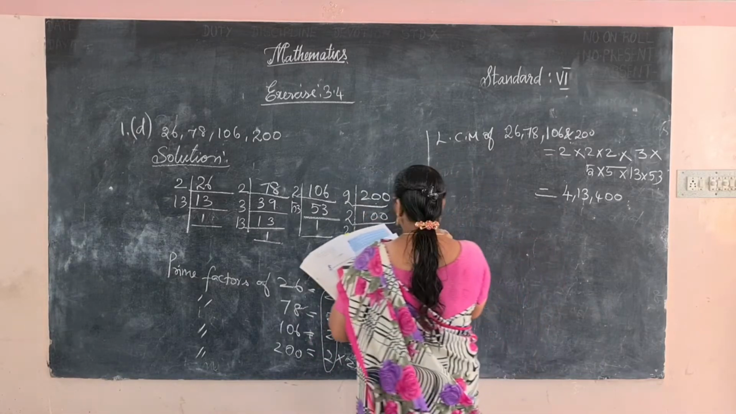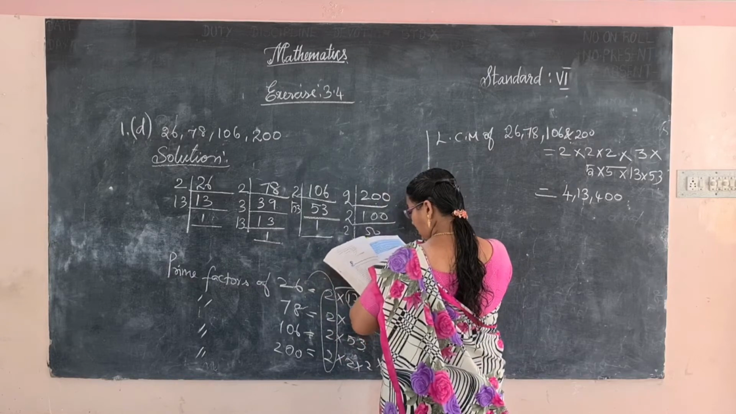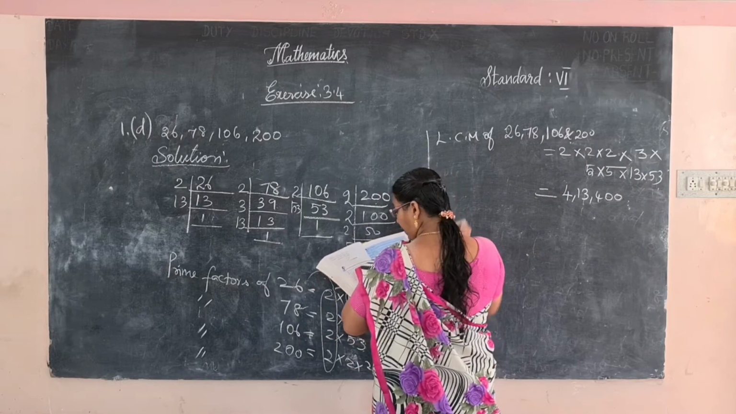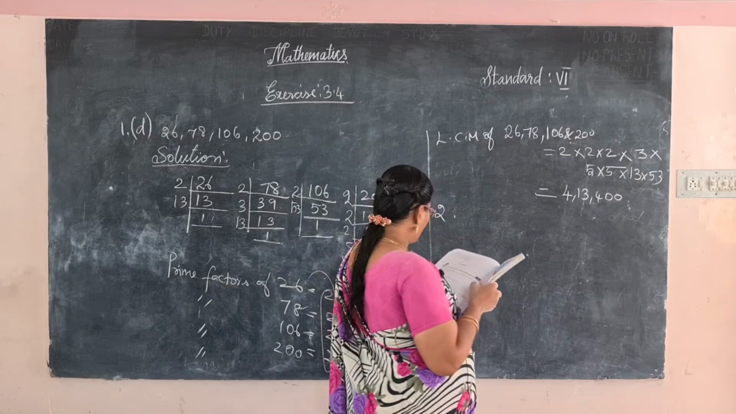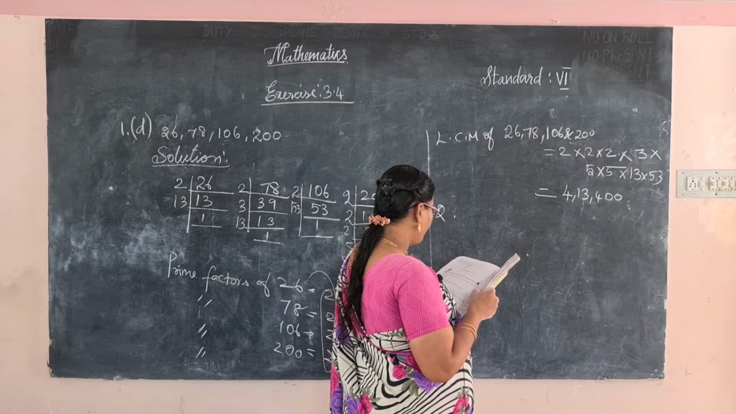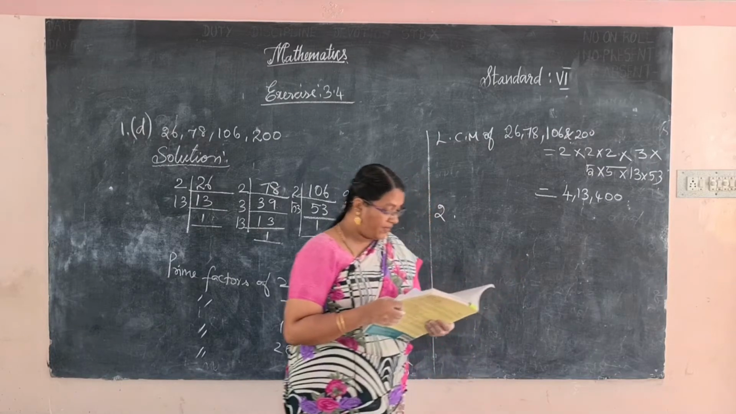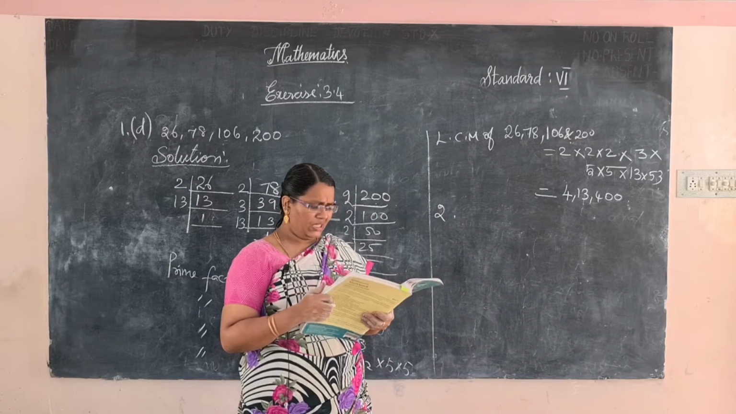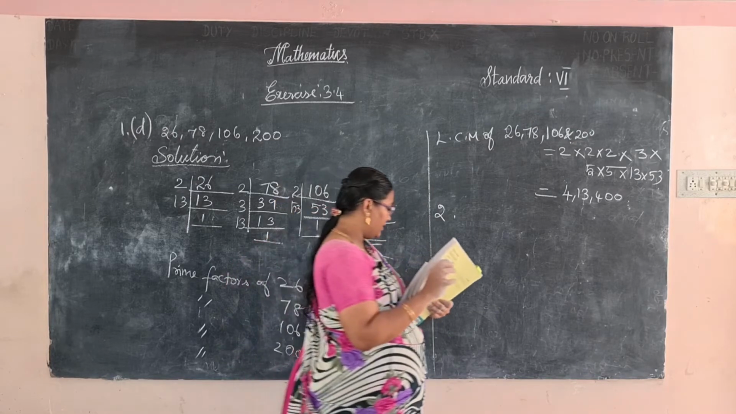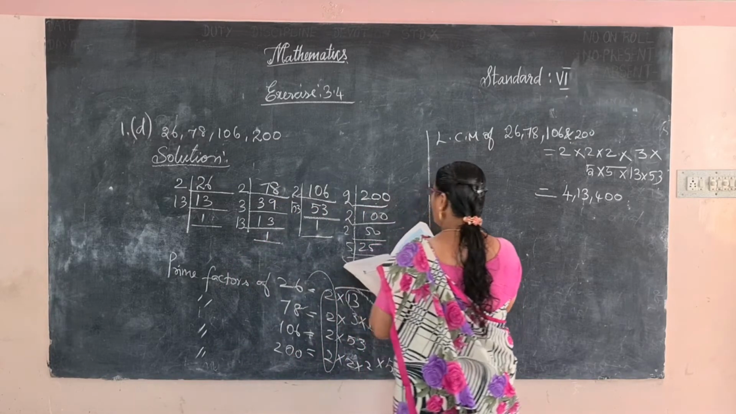Okay, and next one, second one. The remaining problems are homework. Find the LCM of the following numbers using the division method. Here division method means common division method. Okay, do this C problem.